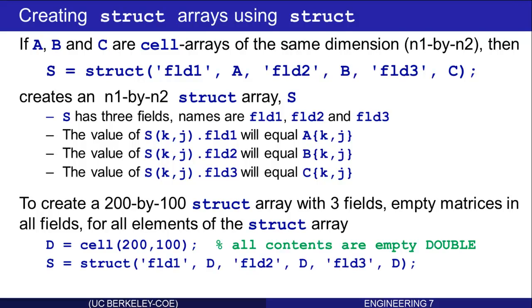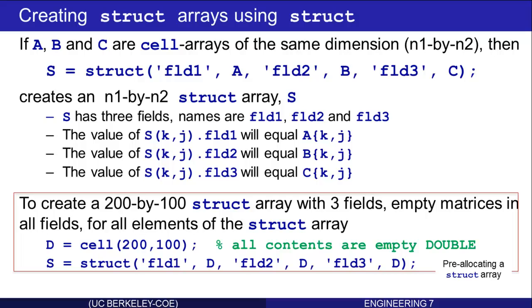Then we use the construction above, listing the field names and repeating D for each of the cell arrays. This creates a struct of dimension 200-by-100. There will be 3 fields, and the value of every field at every element will be an empty array. That's what we call pre-allocating a struct array. Now that it's allocated, we can assign a value to the second field in the 97-12 entry of the array as shown.